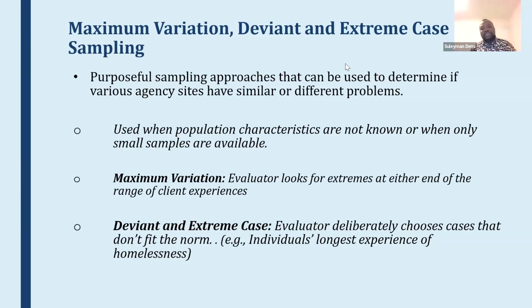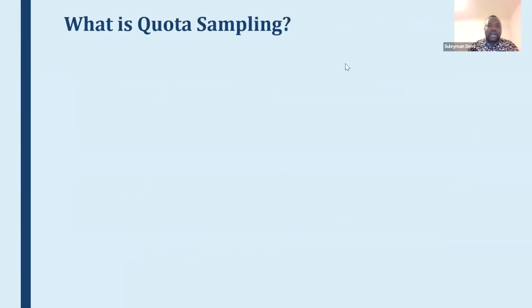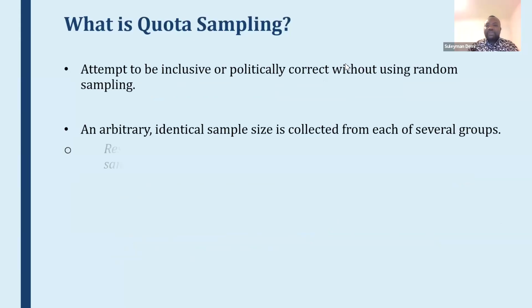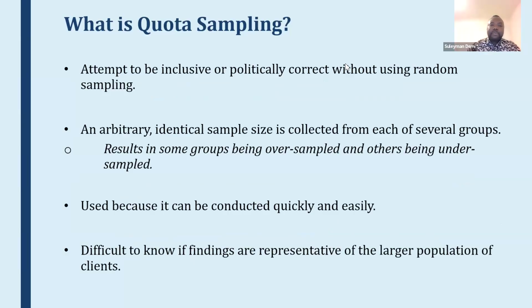So it is used when population characteristics are not known or when only small samples are available. Then the maximum variation evaluator looks for extremes at either end of the range of the client experience. And then for the deviant or extreme case, an evaluator deliberately chooses cases that don't fit the normal, right? For example, the individual with the longest experience of homelessness. So these are an example that we can talk about. Any questions so far? If I'm going too fast, kindly draw my attention, okay?